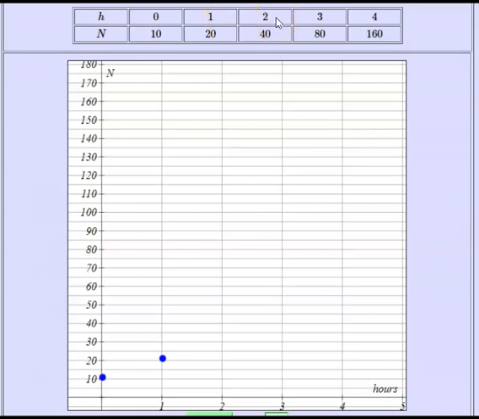So after 2 hours, it doesn't go up another 10 because it's not linear. The previous amount doubles. So instead of 20, we now have 40. So if I go to 2 and then 40, you can start to see the curve showing up. And then after 3 hours, I have 80. This is kind of hard to do. I'm going to start at 80 and kind of move over to 3 hours. And finally, after 4 hours, we have 160. So here's 4 hours. 160 is right up here. So I'm going to move to the left till I hit this value.